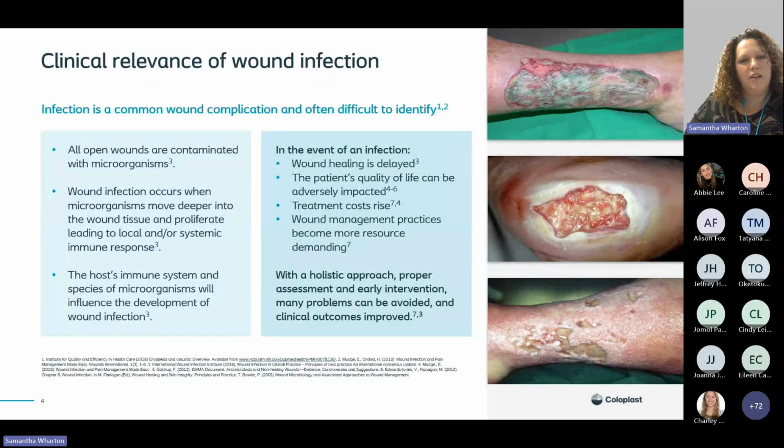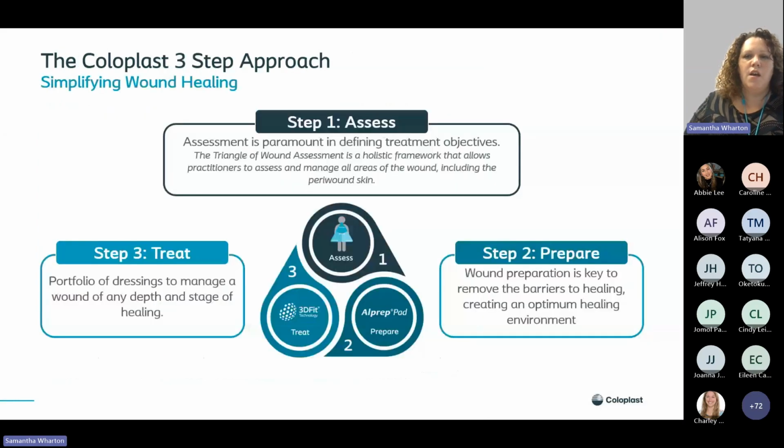So again, as we go through this presentation, hopefully we can help give you some support in identifying those high-risk patients. So I'd just like to introduce you to the Coloplast three-step approach. And this is our simplifying wound healing approach. And it's really simple. As you can see in front of you, there's 3 steps. So that first step is doing that assessment. And it's really paramount that when we're looking at our patients, we look at the whole of the patient, not the hole in the patient.